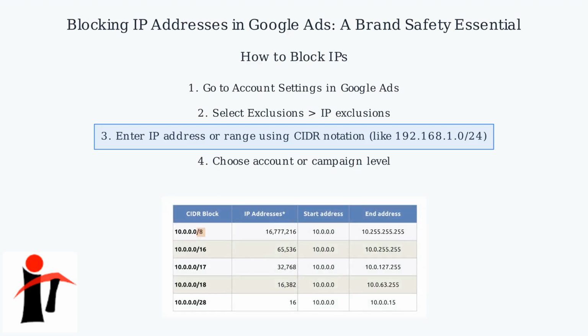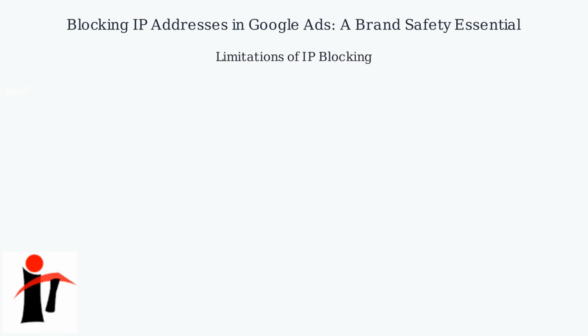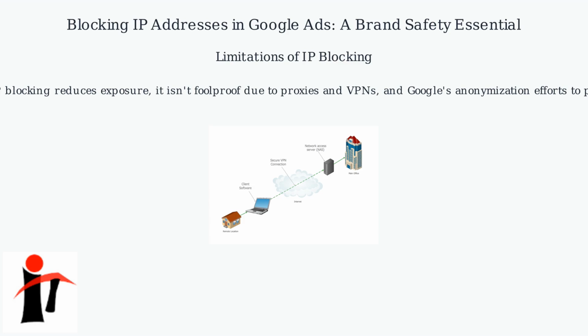Enter the IP address or range using CIDR notation, such as 192.168.124, and choose whether to apply it at the account or campaign level. Keep in mind that IP blocking reduces exposure but isn't completely effective against proxies, VPNs, and Google's privacy-focused anonymization measures.